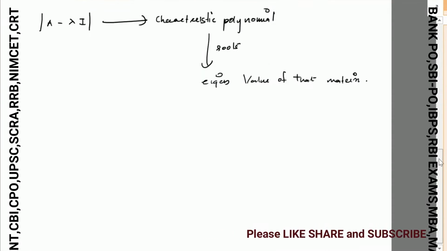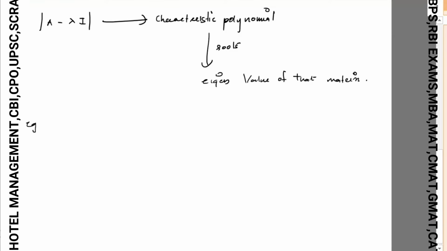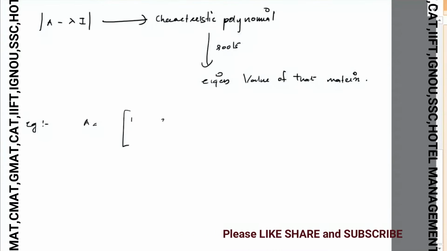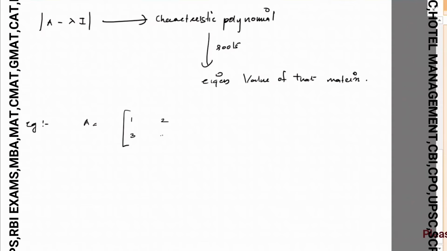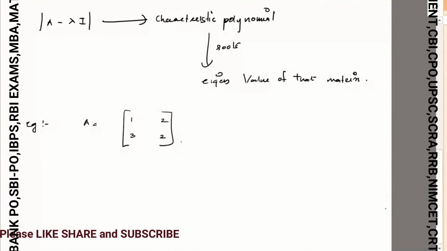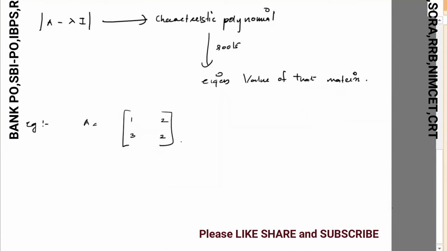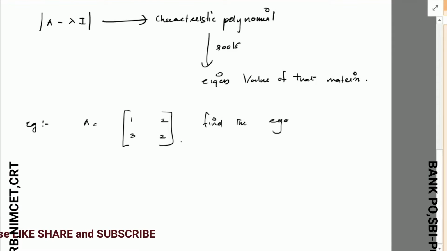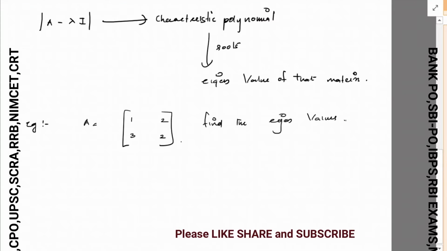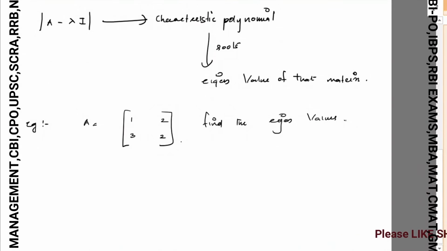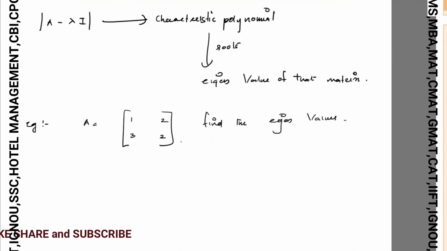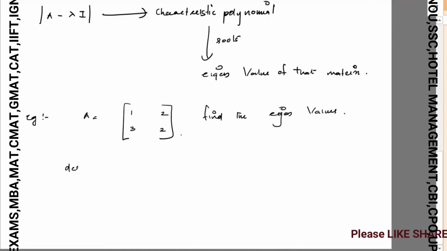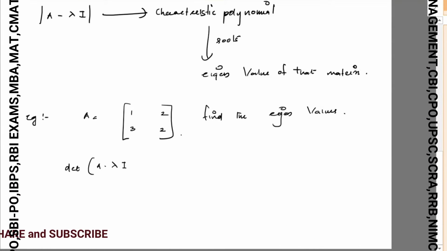For example, suppose A equal to [1, 2; 3, 2]. Find the eigenvalues of this matrix. So how will you find the eigenvalues? First of all, we need to find out the characteristic polynomial. So we need to take the determinant of A minus lambda I.